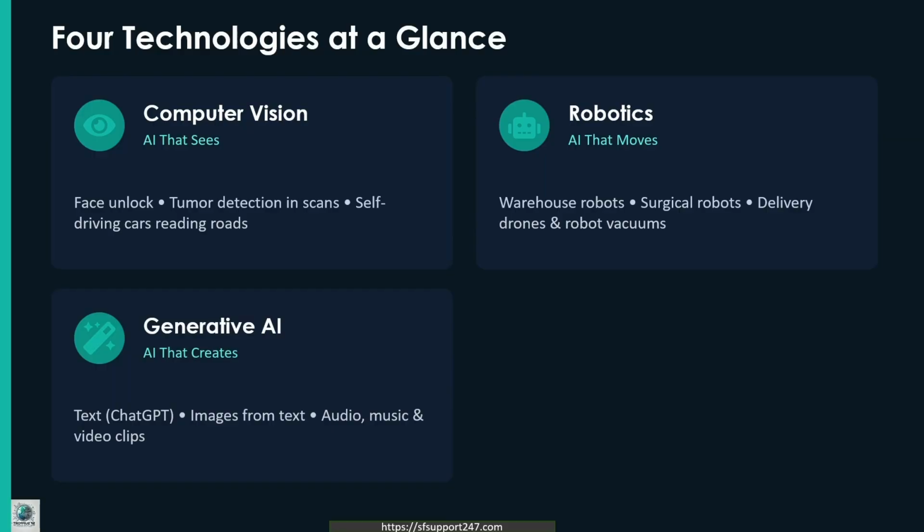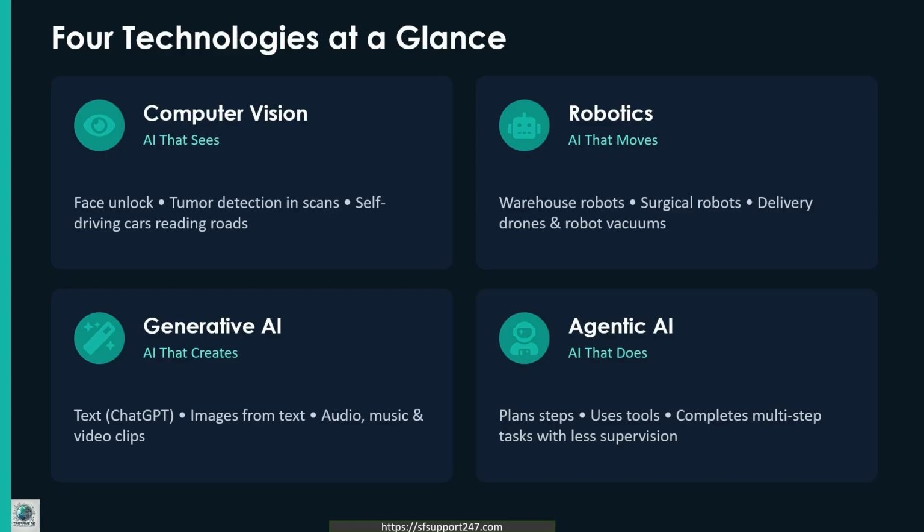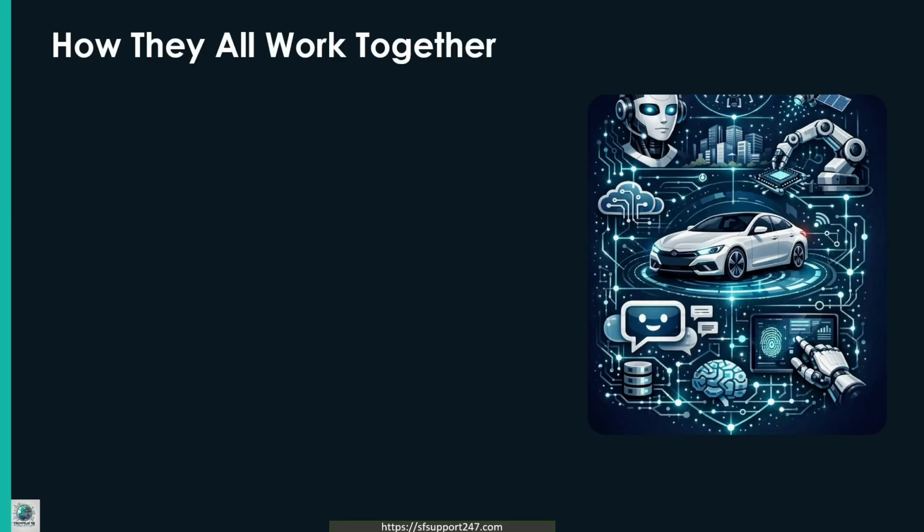Another one is generative AI, like ChatGPT. When we ask something, it generates text. If we ask something, it creates images. It creates audio and music also. There are a lot of other tools like ChatGPT which can create music. Agentic AI is the 4th one. This is very, very interesting. A lot of work is happening in agentic AI in 2026. Agents by themselves plan the steps, use tools like AI and other tools, and complete multi-step tasks with less supervision.